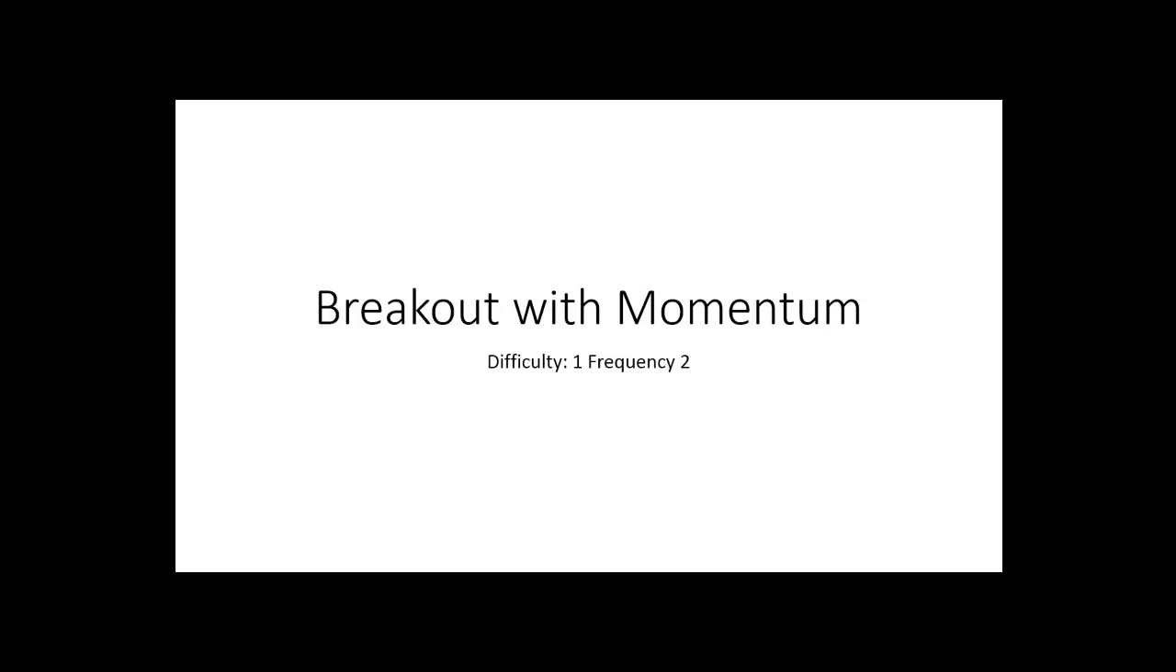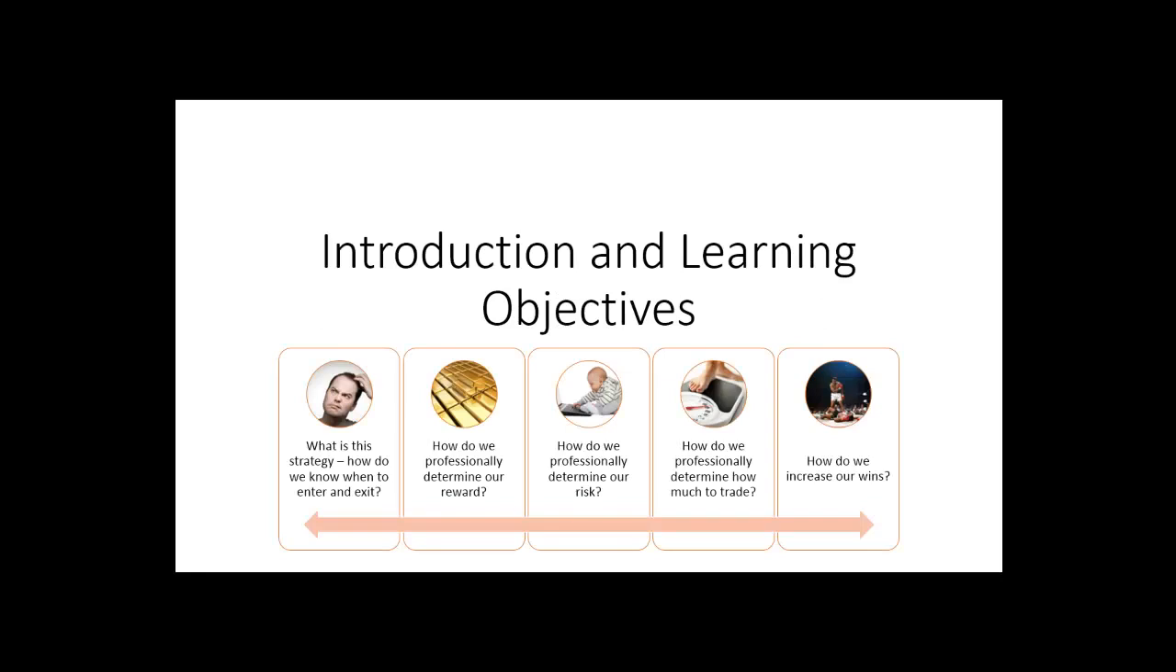So let me just give you the introduction and the learning objectives of this module as a whole. What we're going to see here is, first of all, what is this strategy? Obviously, I'm going to explain how do we know when to enter, when to exit. Those are the most important parts of any strategy. How do we professionally determine our reward, our take profit level, as it were? And then I will move on to how do we professionally determine our risk? What do the professionals do so they know, okay, this is the risk I'm taking? And how do we determine the exact balance between risk and reward and how much money to put on a particular trade? That's incredibly important. And finally, how do we increase our wins so that we're winning more often?